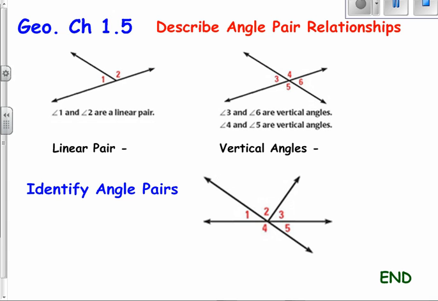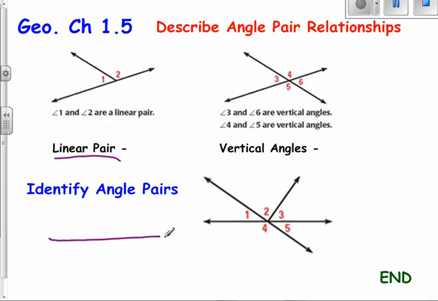Let's see what's next. Describe angle pair relationships. Okay. Linear pair are two angles that are adjacent, and the sum of their angles equals 180 degrees. We talked about linear pairs, the sum of the two angles equals 180 degrees. We've talked about supplementary angles also equals 180 degrees. Something you should understand, that linear pairs are always supplementary angles, but not all supplementary angles are linear pairs.